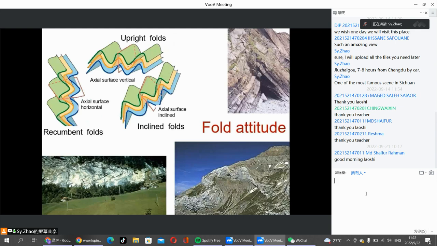As for the fold attitude, we usually use the axial surface to describe the attitude. And you can see the upright fold develops with a vertical axial surface in the right image. The recumbent folds are formed with a horizontal axial surface in the lower left image. And the inclined folds between them have an inclined axial surface in the lower right image. This is easy to understand.